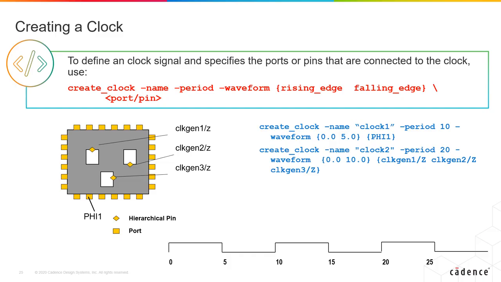For the second example, the period is 20. The ideal clock is defined as clock 2. It is set on pins named clockGN1/Z, clockGN2/Z, clockGN3/Z, and these three are pins. This clock has a period of 20 and a duty cycle of 50% because the waveform is defined as 0-10, so leading edge is at 0 and trailing edge is at 10. These three clocks, which could be generated clocks, could have also been defined using the create_generated_clock command, and then any modifications on the source clock are inherited by the generated clocks, that is discussed separately.